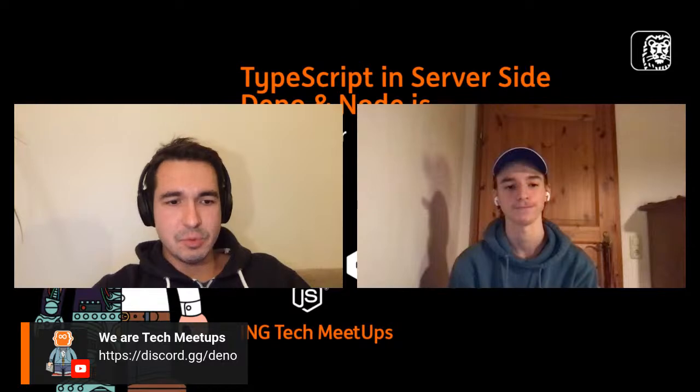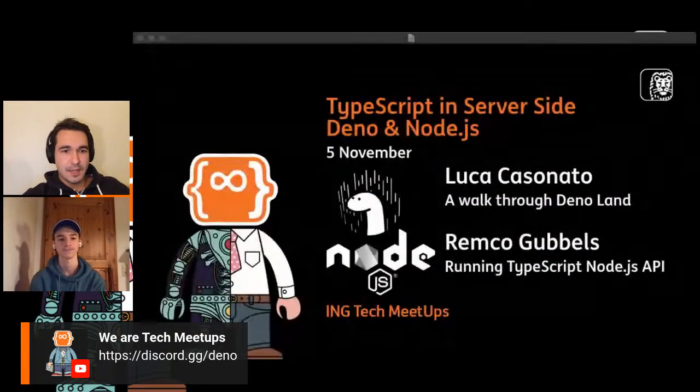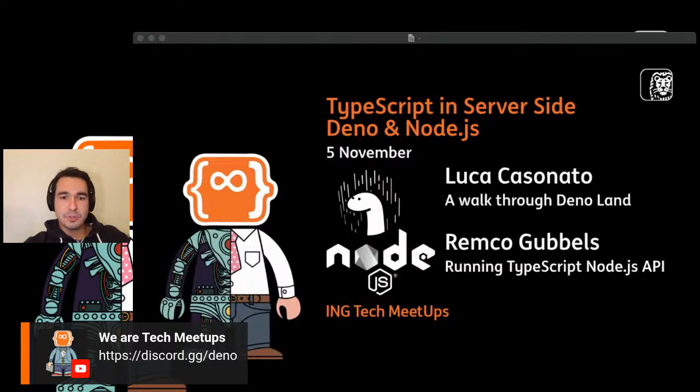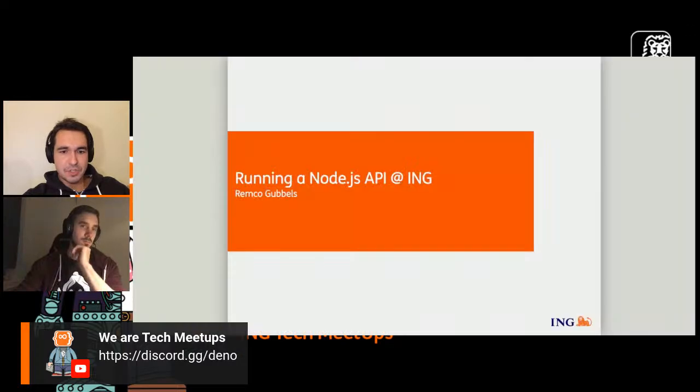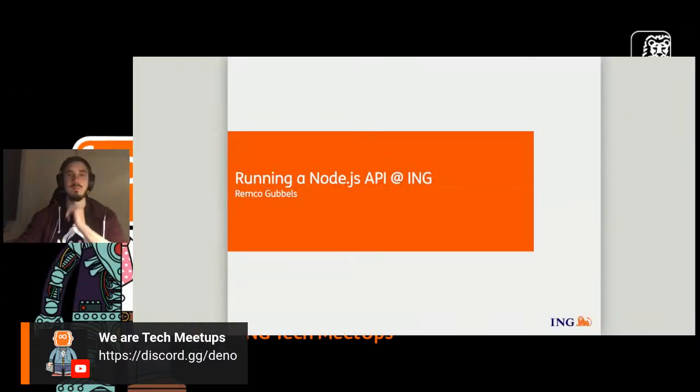Thanks. So we'll be switching to our next speaker, and second talk today is by Remco. Remco is a colleague of mine from ING. And he's been working with Node.js APIs for years. And today he's going to present us a bit more on using TypeScript in Node.js API apps. So the floor is yours, Remco. I'm switching you the slides. Okay, thank you, Miguel. Good evening, all.